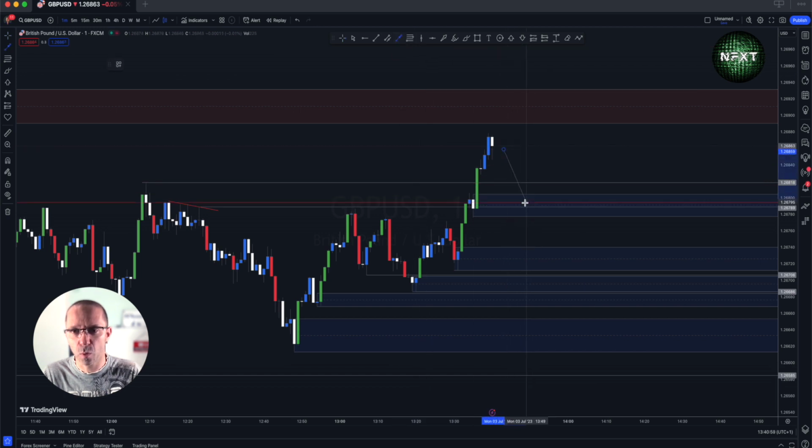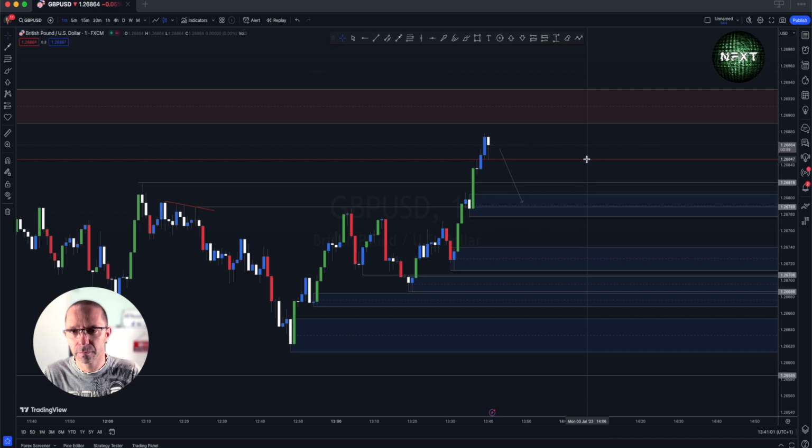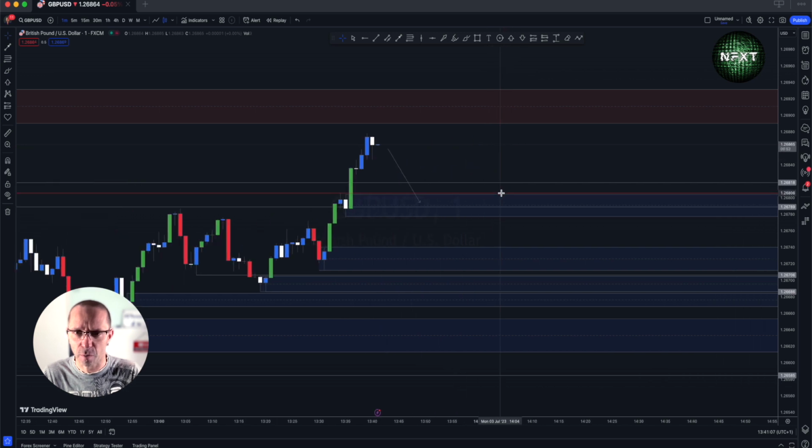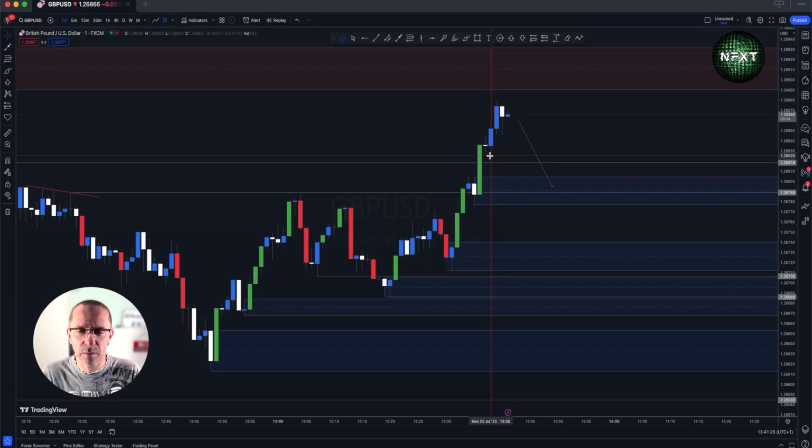So I'm just looking for that pullback here now. The market has just shown a rejection, so there's no reason yet for the market to drop. Let's just wait and see what happens here.